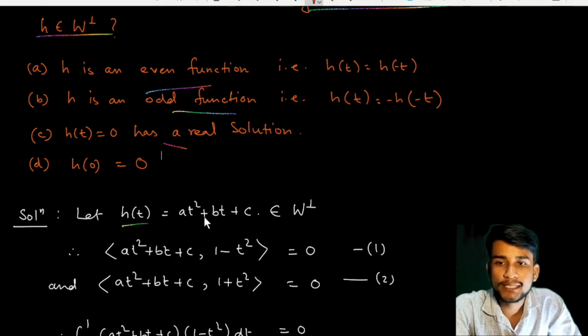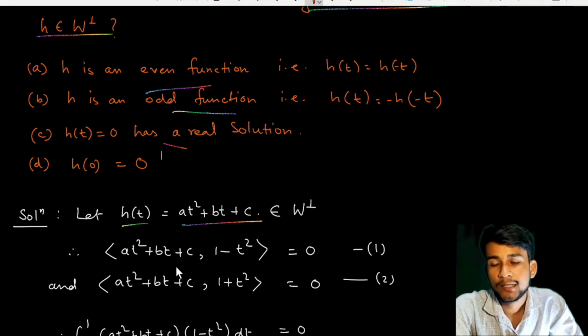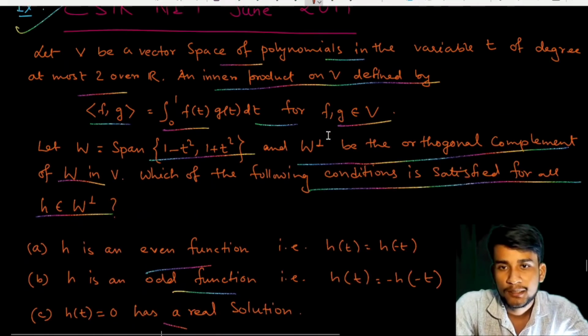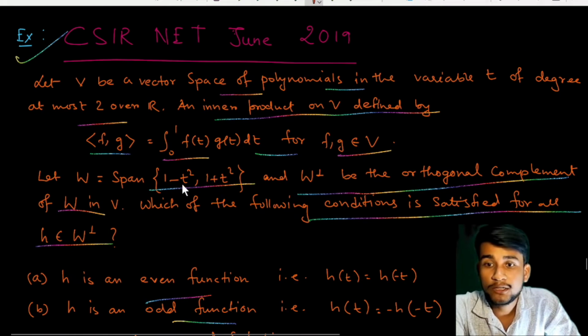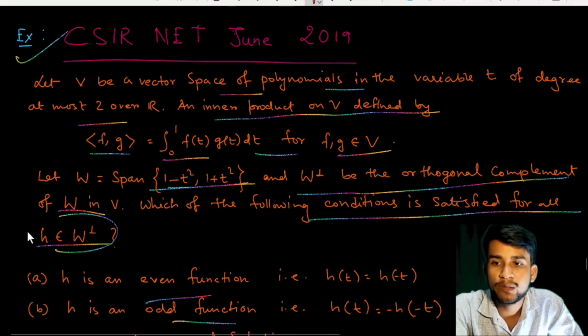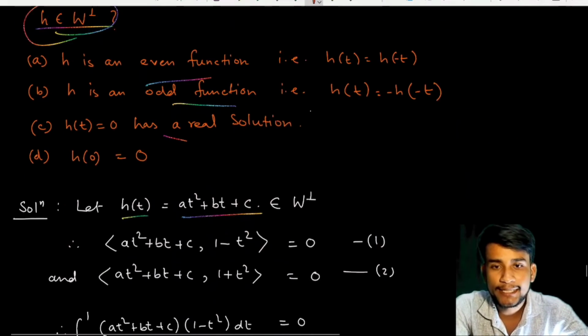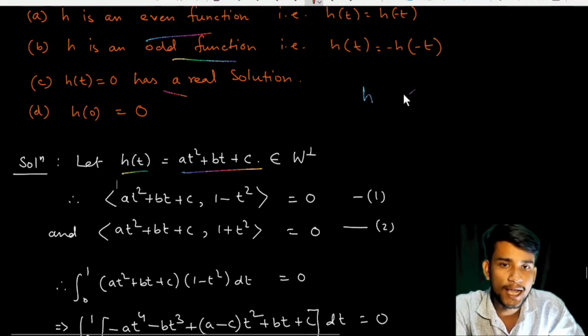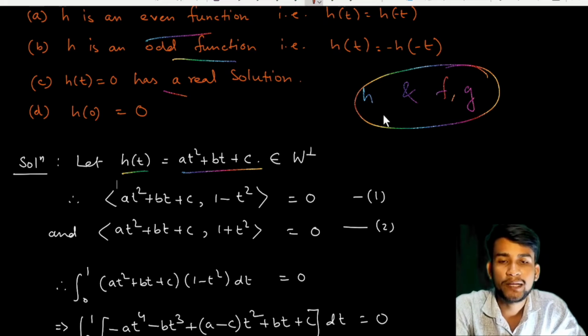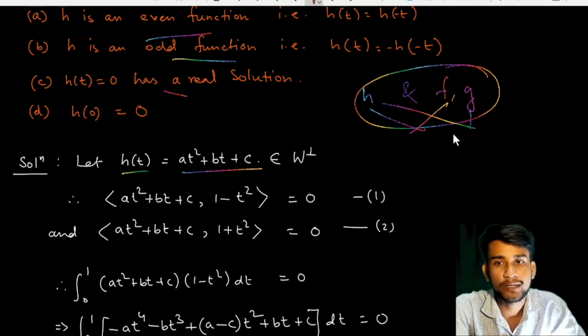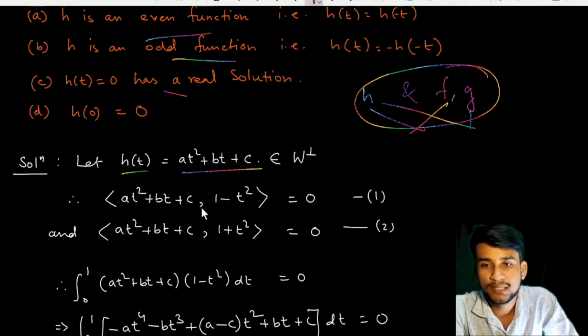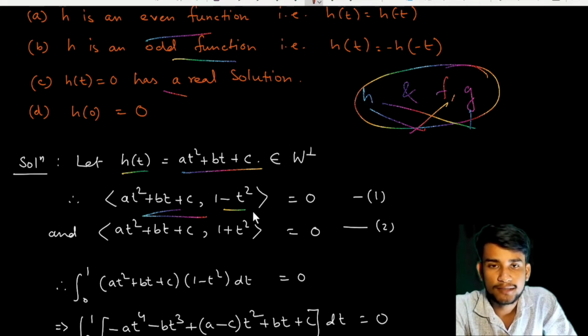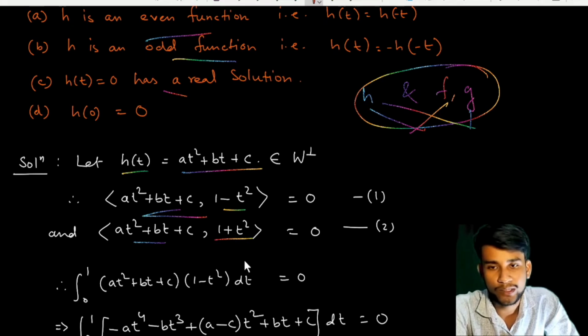So h(t) equals this, the general polynomial. Now it says W equals the span of these, and h belongs to W perpendicular. That means h and these two vectors f and g are orthogonal to each other, an orthogonal set of vectors. So the inner product of h with each of these goes to 0.